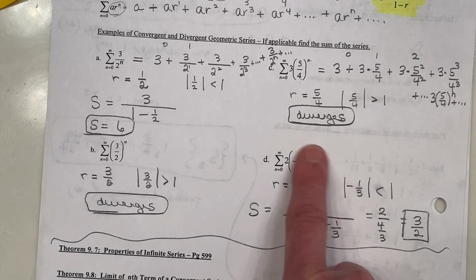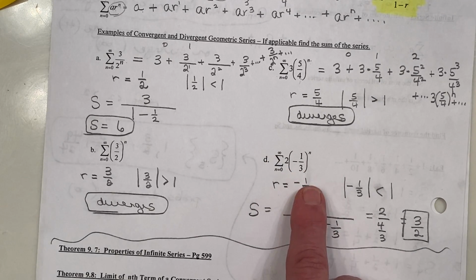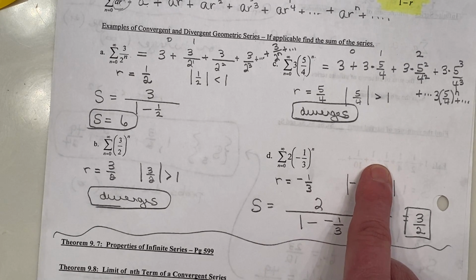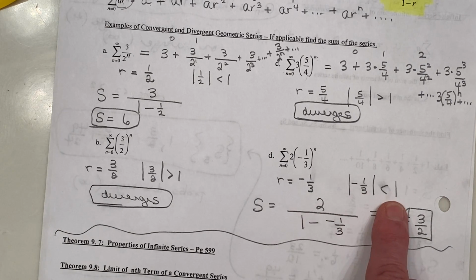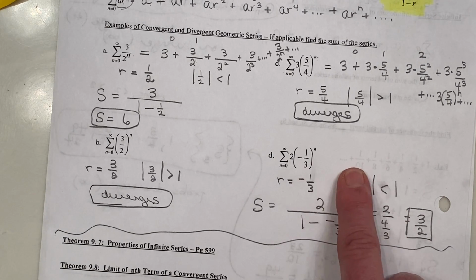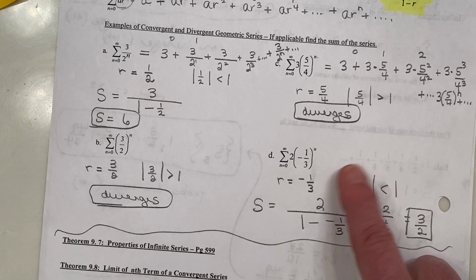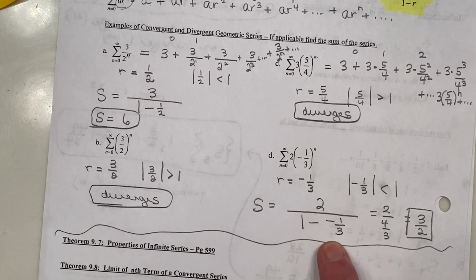Last example, it is geometric in nature. We did not generate a few terms here, but had we done that, we would have seen the common ratio to be -1/3, and the absolute value of that is a number less than 1. So if you were to generate an infinite number of terms and sum them, the sum would equal this value right here.